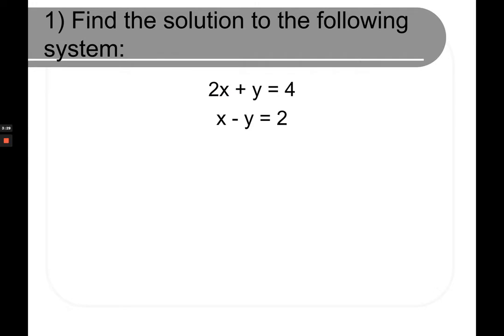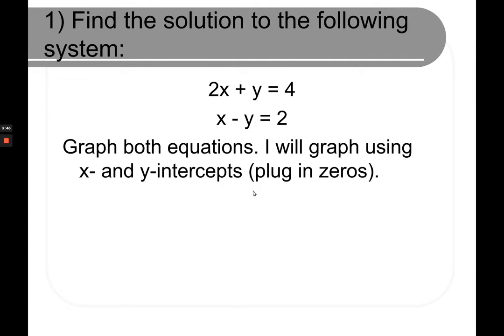Next, what if you are given equations and you are supposed to graph? If you observe, they don't have the same slope, so definitely they can be intersecting, but not all the time. To make sure, we are going to actually solve it. We will use the x and y-intercepts.